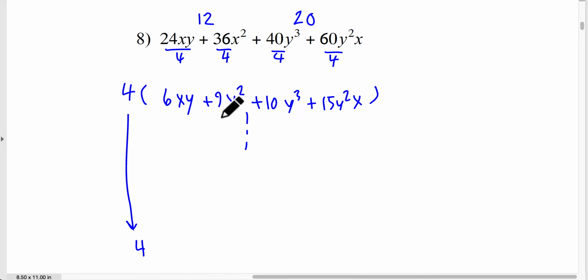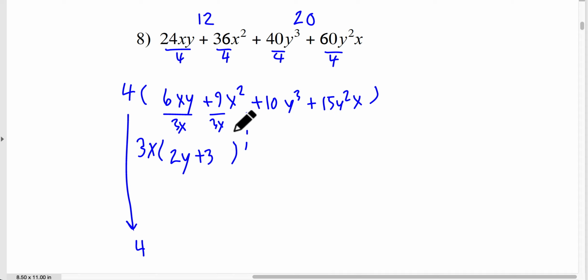GCF between 6 and 9 we know is going to be 3. Well, do these terms have anything else in common? X. So I know I'm factoring out 3x. I divide by 3x here. I divide by 3x here. Then it's going to give me 2y. Then 9 divided by 3 is going to give me positive 3. And last but not least, x squared over x.